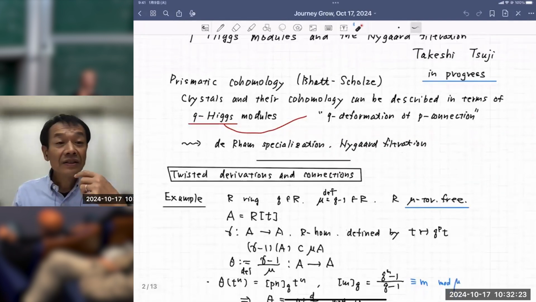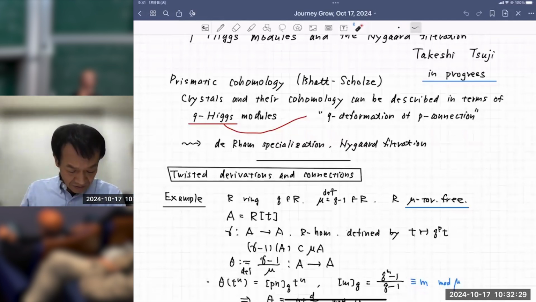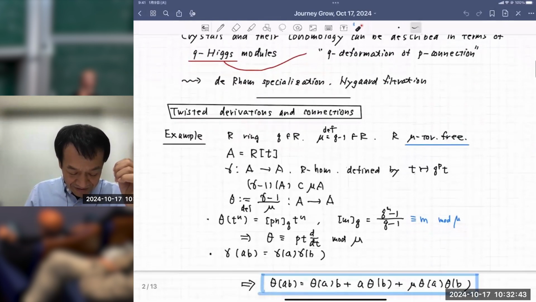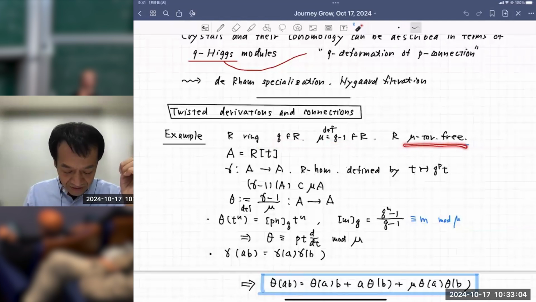Okay, so to begin with, I will first explain what these q-Higgs modules or q-Higgs fields are. I first start with some simple example of twisted derivations. So let R be a ring, and q an element of R, and I always denote by mu the element q minus 1. So if you're given q, mu always means q minus 1. And here I assume that R is mu-torsion free.